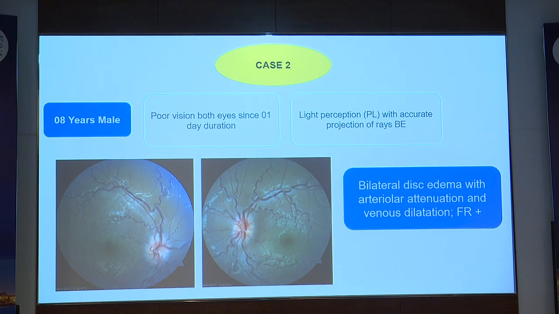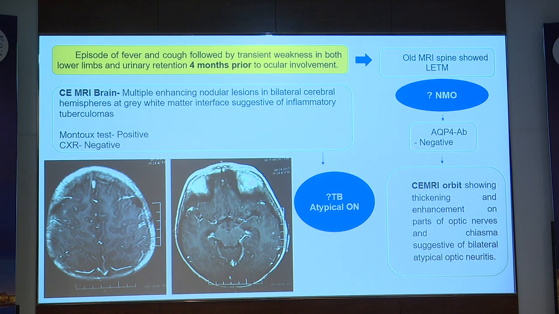A similar case came after a few months. It was an 8-year-old male presenting with the same diminution of vision, profound vision loss to perception of light, and the same fundus picture, bilateral disc edema. He also had an episode of fever and cough followed by transient weakness in both lower limbs and urinary retention 4 months prior to ocular involvement. The old MRI was suggestive of LETM, so same.